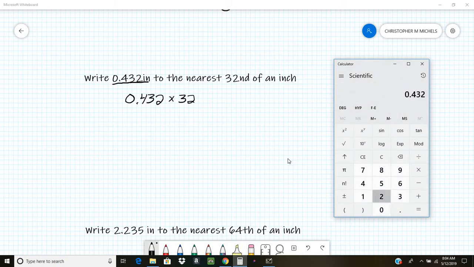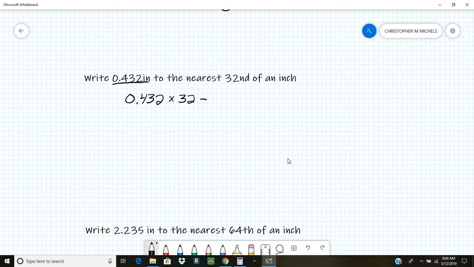So we take 0.432 and we times it by 32. That gives me 13.824. So now we look at this one. 13.824, think in your mind, is that closer to 14 or is it closer to 13? Well, 13.8, that's almost all the way to 14. So we're going to say this one is about 14 32nds of an inch. Okay.